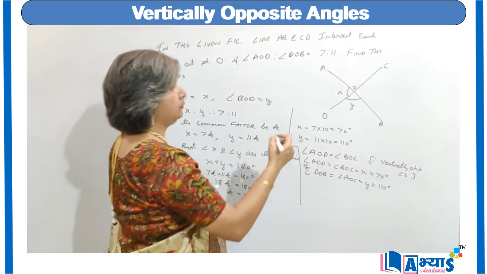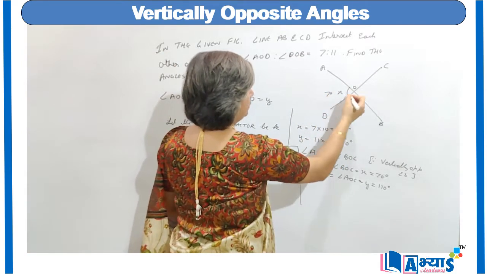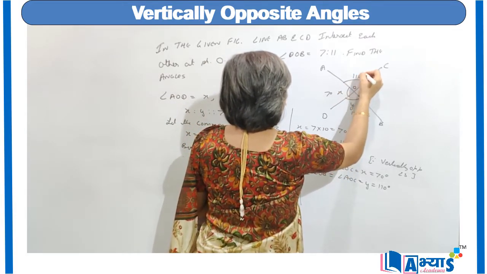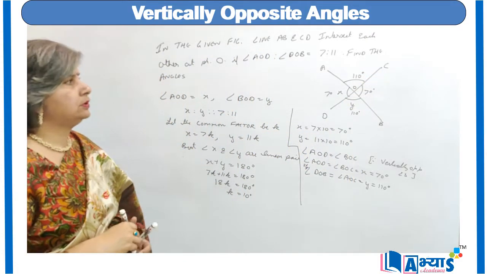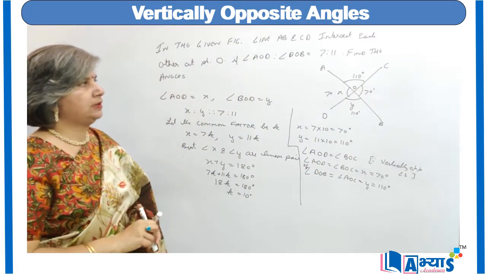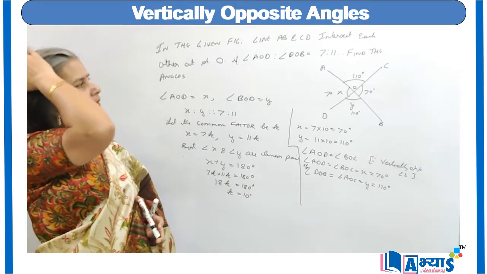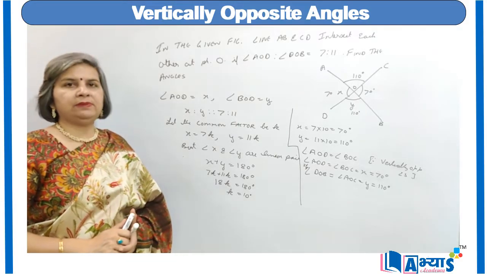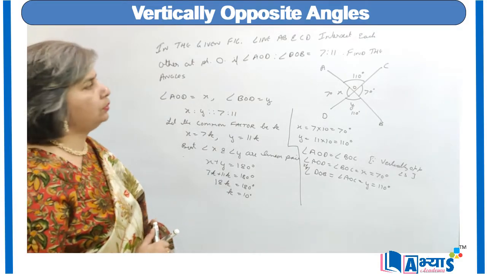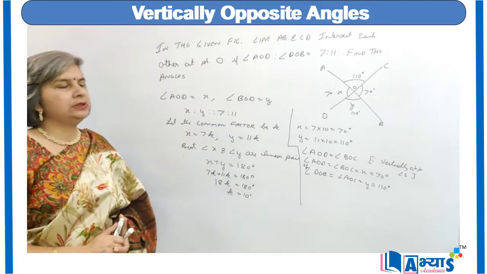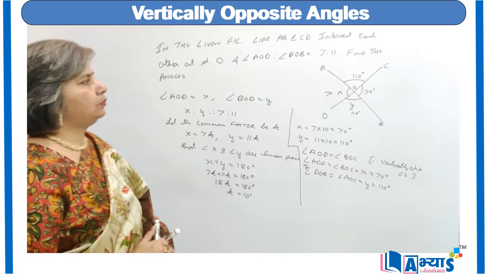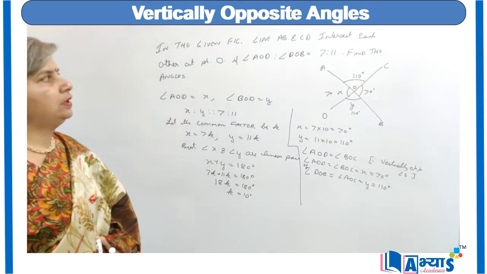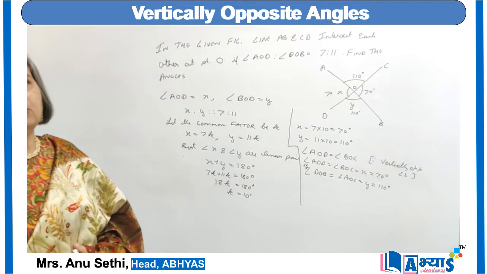Angle AOD is equal to 70 degrees, angle BOD is equal to 110 degrees, this is 70 degrees and this is 110 degrees. So this is how we can use the concept of vertically opposite angles and the concept of linear pair. So let us discuss again. Suppose we are given two straight lines AB and CD, and they are intersecting at point O, and we are supposed to find all the angles when we know that angle AOD is to angle DOB as 7 is to 11.